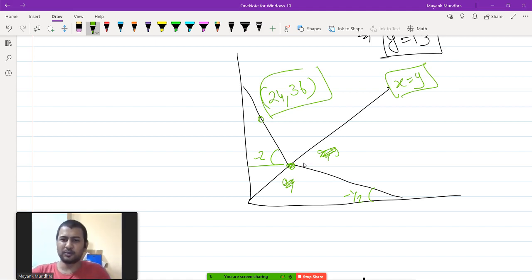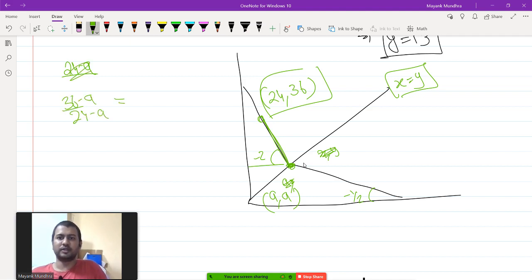So how do I proceed? Let's say this point is (a, a), because avocados equals grapefruit. Then this slope will be equal to (36 minus a) upon (24 minus a). This should be equal to -2. So I apply the formula for slope between any two points, delta y upon delta x. So (36 minus a) upon (24 minus a) equals -2.